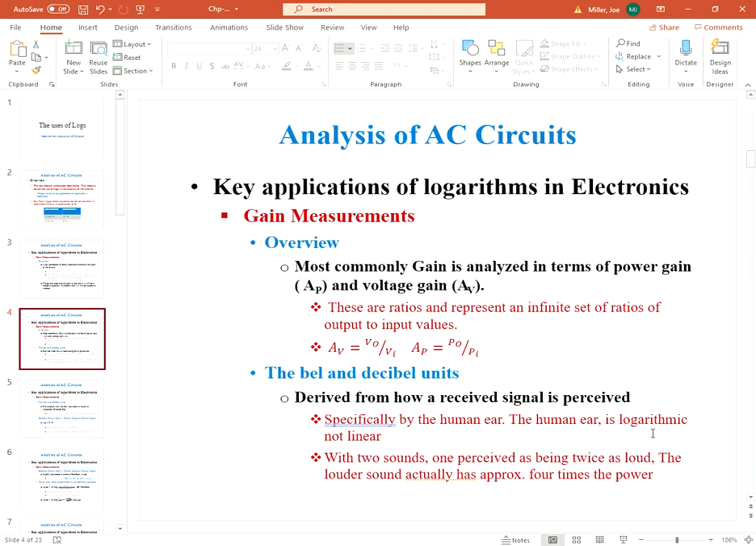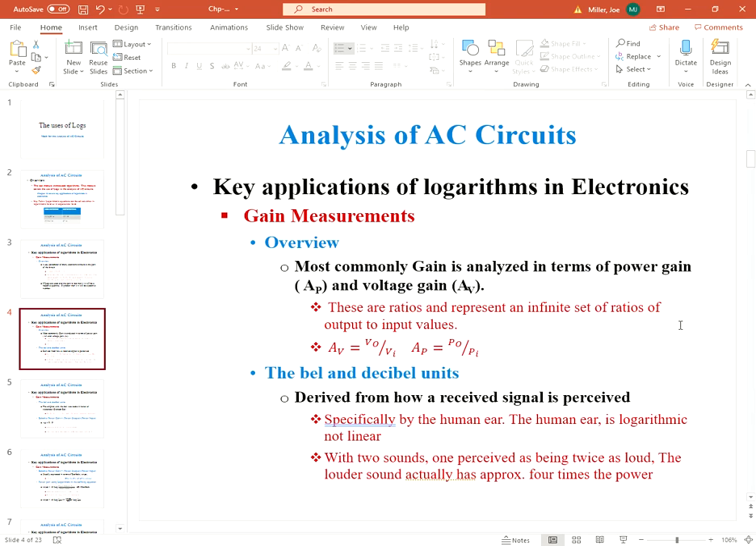Most commonly, gain is analyzed in terms of power gain, that would be A with the subscript of P, or voltage gain, A with a V subscript. And as straight ratios, AV would be V out over V in, AP would be power out over power in.